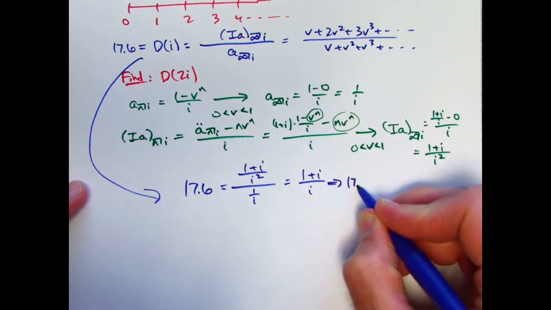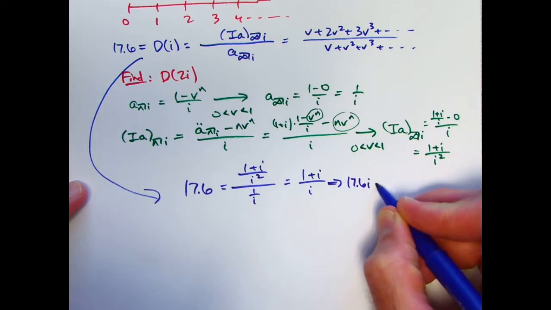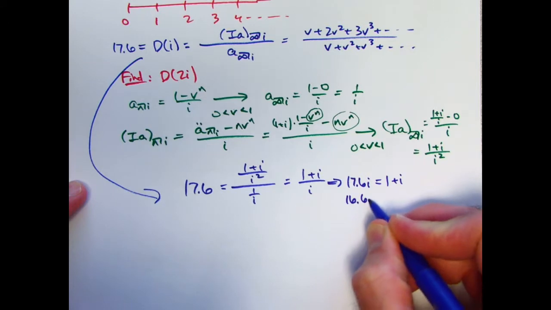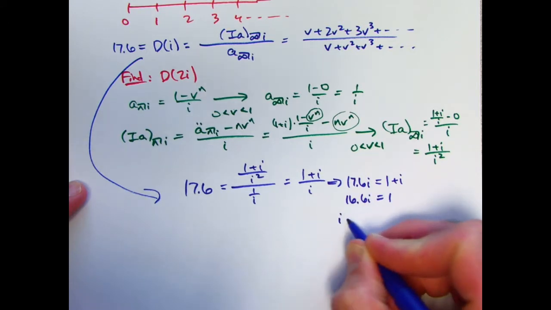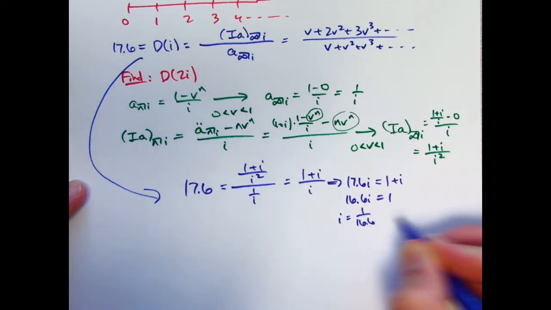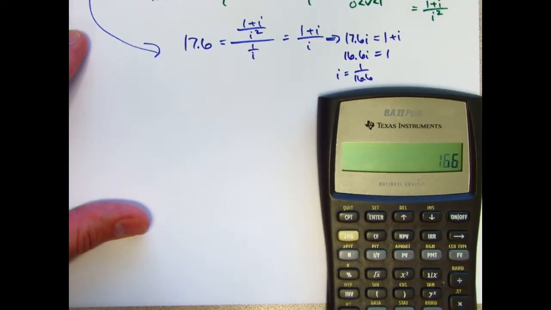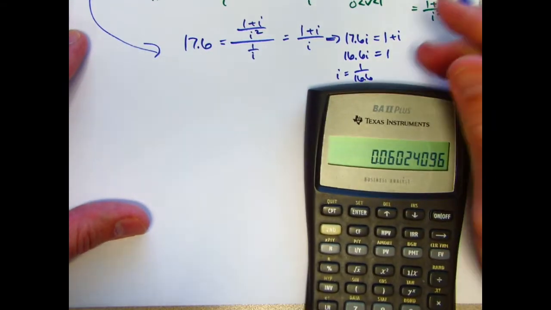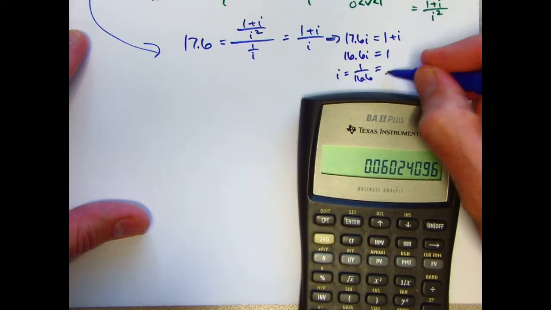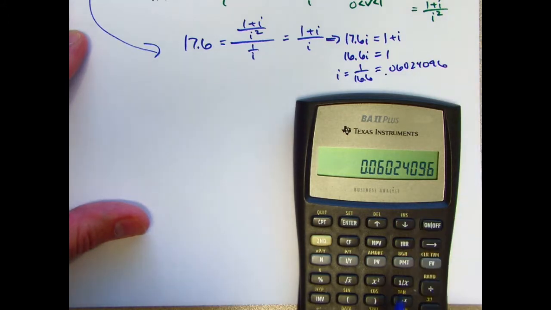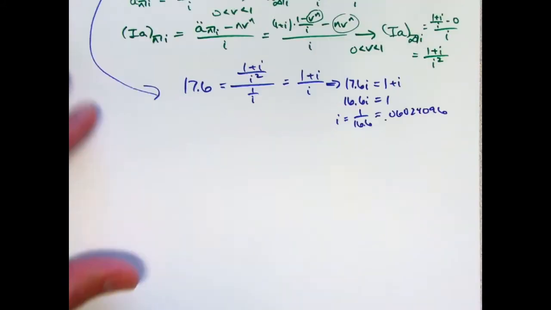Multiply both sides by i. We get 17.6 times i equals 1 plus i. Subtracting i from both sides gives 16.6 times i equals 1. So i is 1 over 16.6. Take its reciprocal. That's about 0.0602496. I'll store that in register 0. And we're almost done.